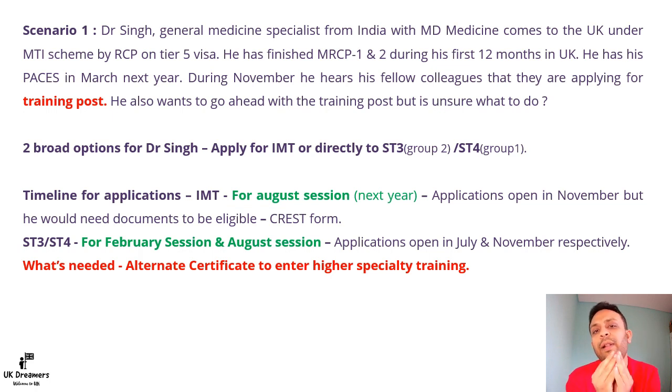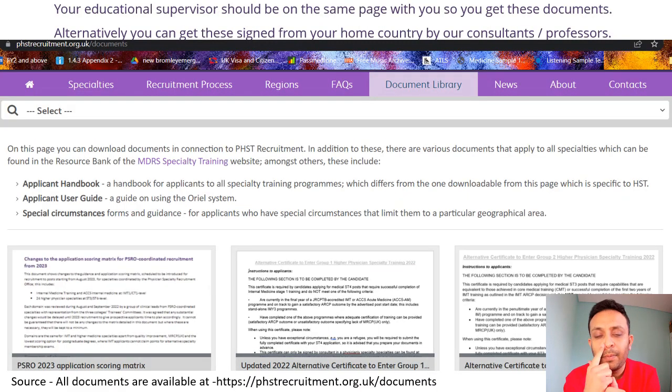If you have full MRCP, you've got a GMC in place, or you're planning to apply for the GMC with the full MRCP, and you have the alternate certificate to enter higher specialty, you are eligible to apply for the higher specialty. What does this alternate certificate mean? So if you go to the website that I've given here in detail, there is a separate set of documents, separate set of competencies that are expected of you to have, and once you have all of those, then only you can apply for higher specialty training.